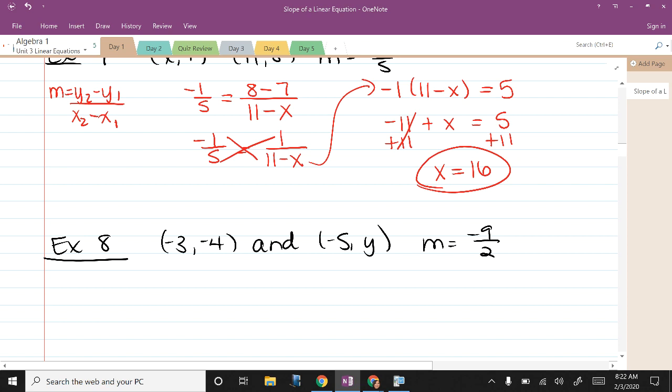-3, -4, -5, y. M is -9/2. Sorry. All right, I'm going to write the formula. M equals y2 minus y1 over x2 minus x1. All right, why am I putting an equal sign? What goes in for M?